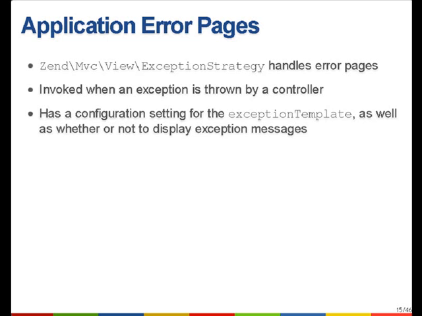Next one is the application error pages, and this is done through the exception strategy. Basically, this will get invoked only when you throw an exception from your controller. And when you do so, it will say, oh, an exception occurred, so now I'm going to invoke this exception strategy, which is going to set up a special view model with the exception template, and I will let it know whether or not to display exception messages and pass it on to the renderer, and we're done. So this is a really nice, simple one.